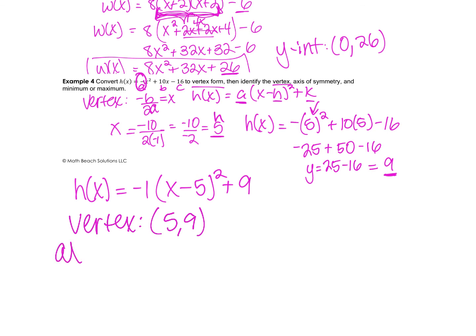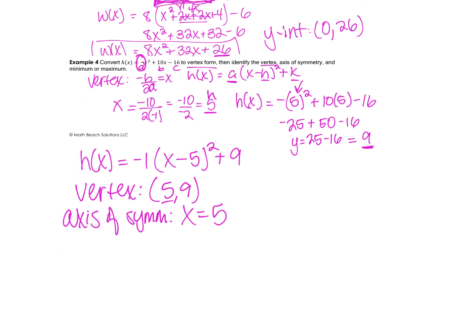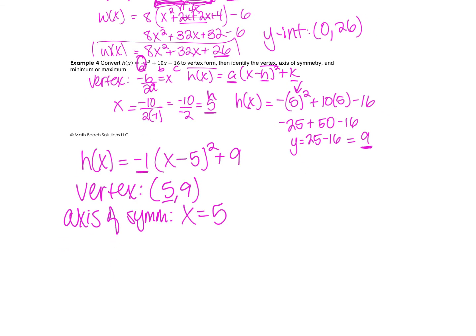We want the axis of symmetry. Remember, it's always x equals the x value of your vertex, which is 5. And then since our a is negative, remember our a is negative, it opens down. So if it opens down, then that means we have a max at 5, 9. So we know the direction based on our a. It opens down, and then since our vertex is at the top, that's a max point.